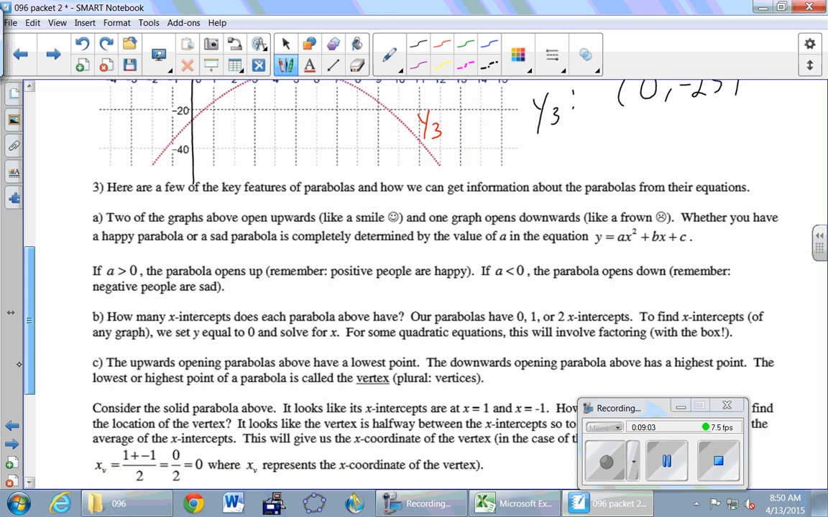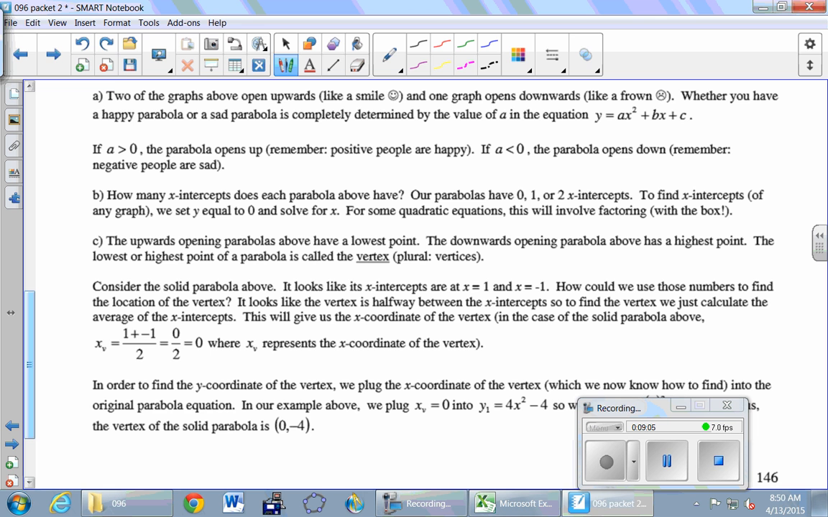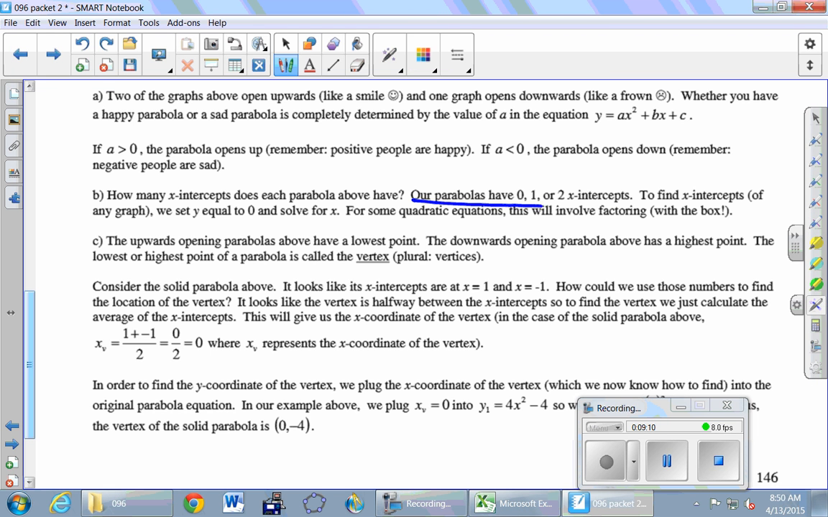So it turns out that those are all the possibilities, and it says it here. Our parabolas have 0, 1, or 2 x-intercepts. It's not possible for a parabola to have 3 or 4 or 5. Those are the only choices, 0, 1, or 2. Because parabolas look like either happy faces or sad faces, and you can move them around and make them wider or narrower, but you never get something that goes down and then up and then down again. So you'll never have the opportunity for more than 2 x-intercepts.